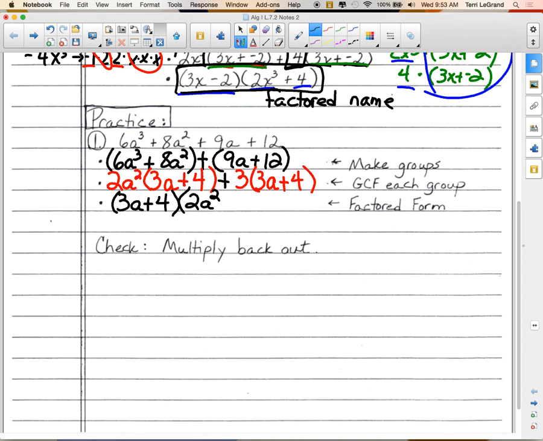Now I bring down the plus sign because I have to deal with this other polynomial, this other group. After I divide a 3a out of this group, what do I have left? 3. This is the factored name. I take out that GCF, the only thing left is the 3. This is its factored form. This is its factored name.